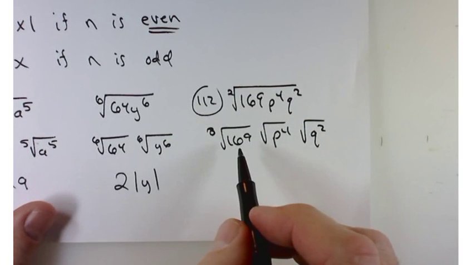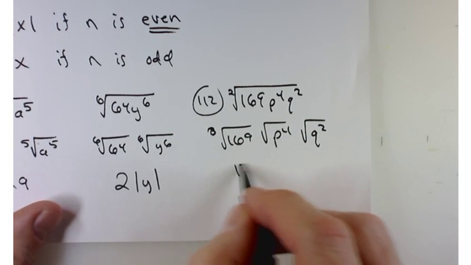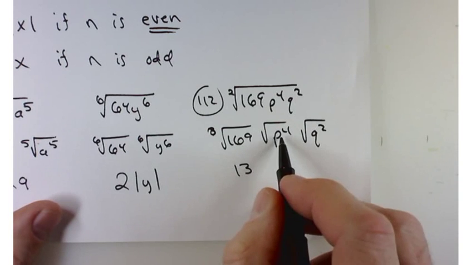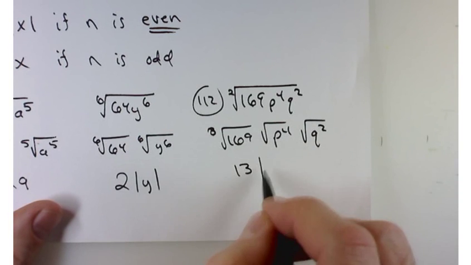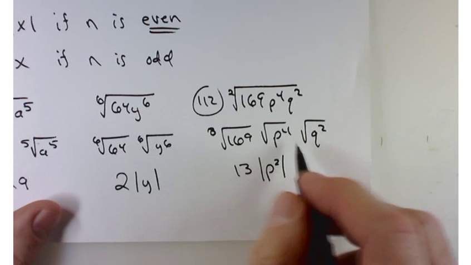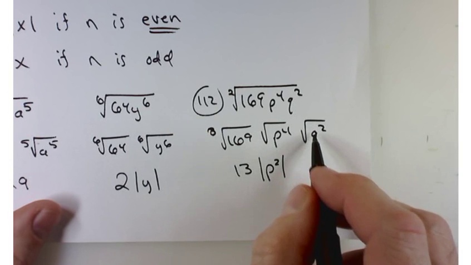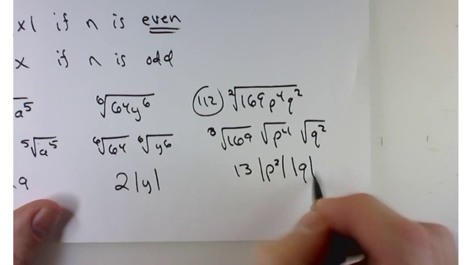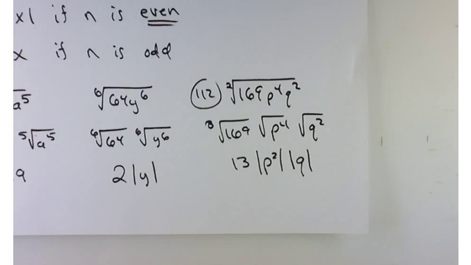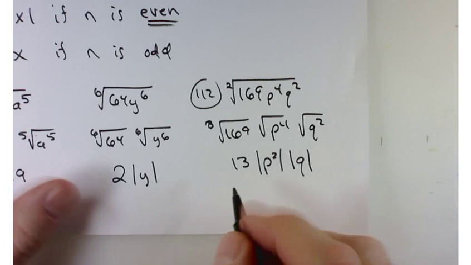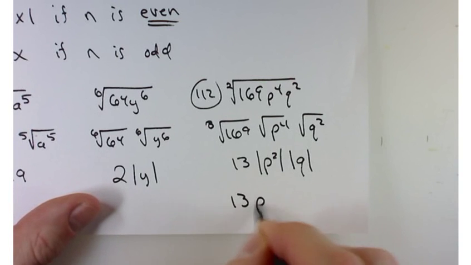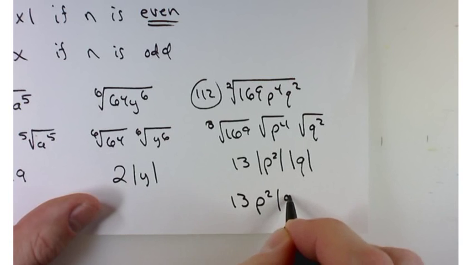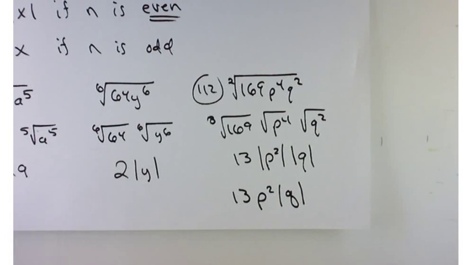We'll start here. Square root of 169, 13. Square root of p to the fourth, p squared. Now, if we can put the absolute value around it for just a second. Square root of q squared, q. Now, p squared is already positive. When you square something, you get a positive number. So I don't really need the absolute value around the p squared. I do need the absolute value around the q. So that's the way the book would write the answer.